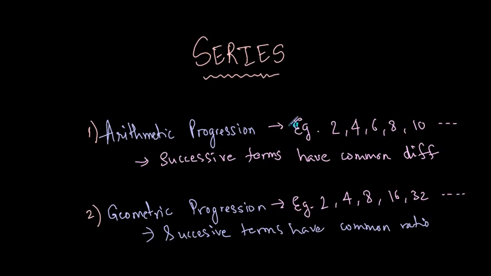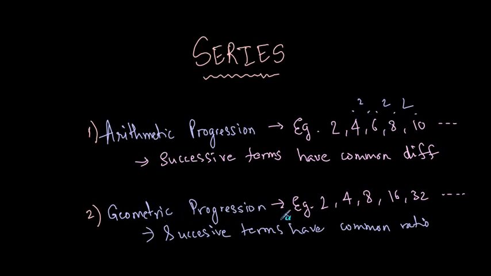Now in an arithmetic progression, take any two successive terms, let's take 4 and 6, they have a difference between them. The difference is 2. Or if we take 6 and 8, the difference is again 2. Or if we take 8 and 10, again the difference is 2. So elements in an arithmetic progression have a common difference.